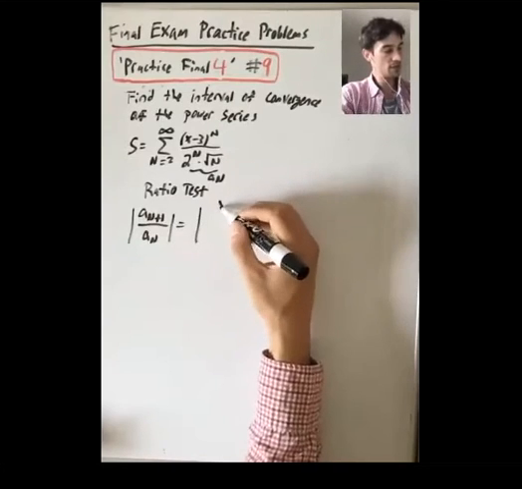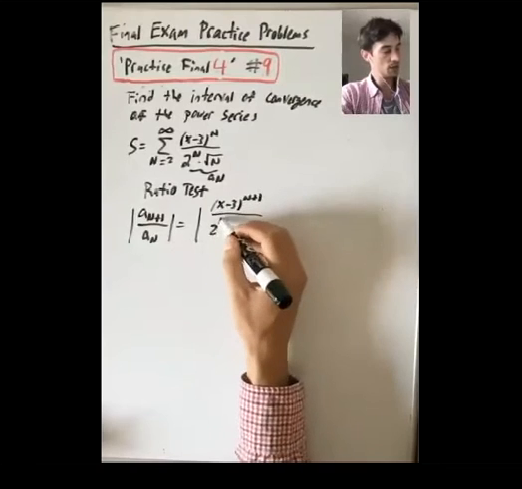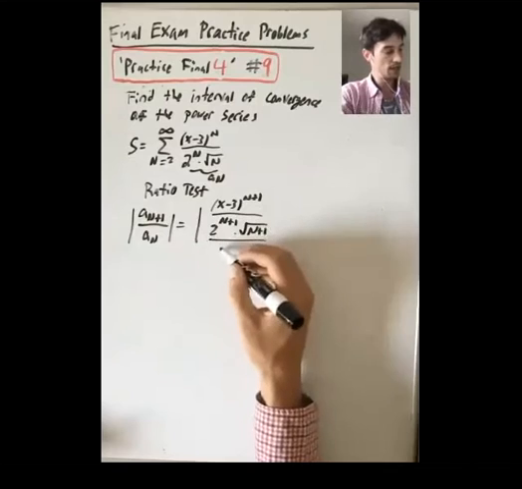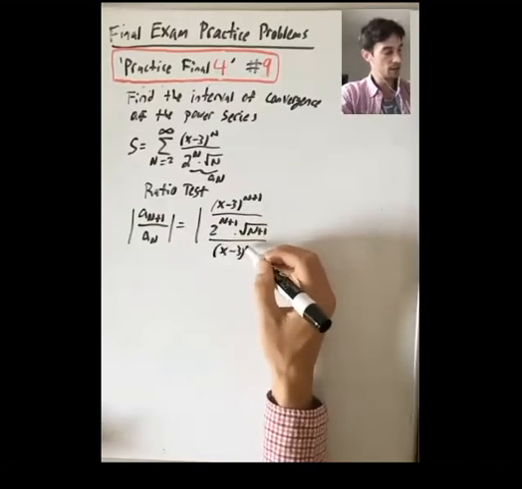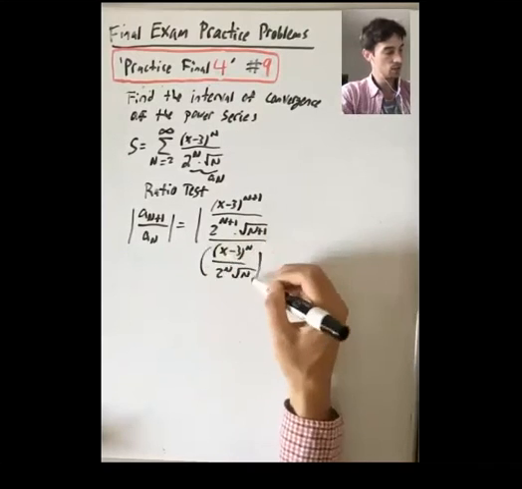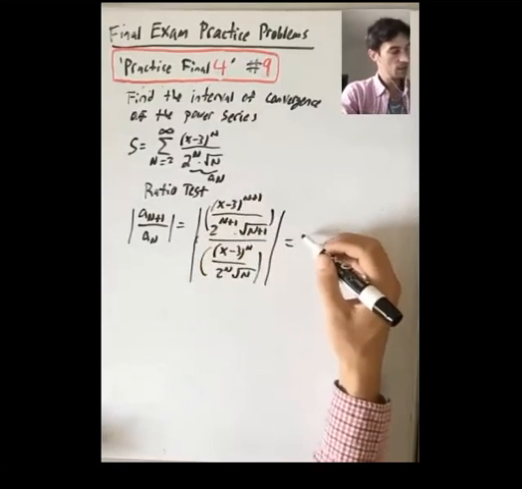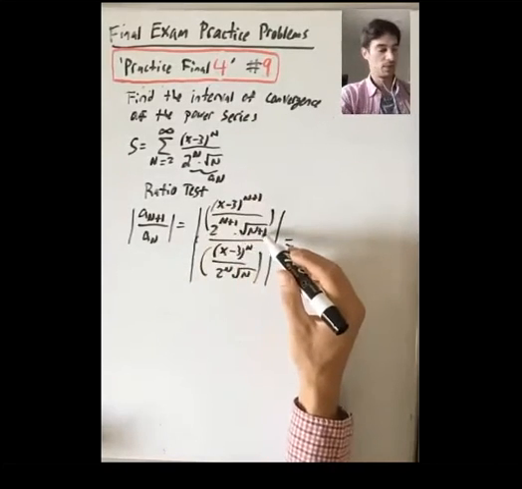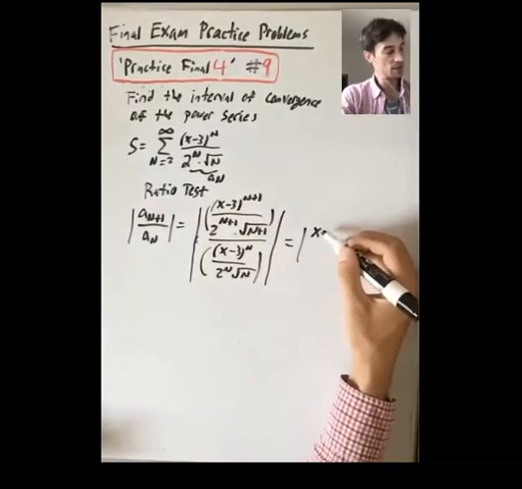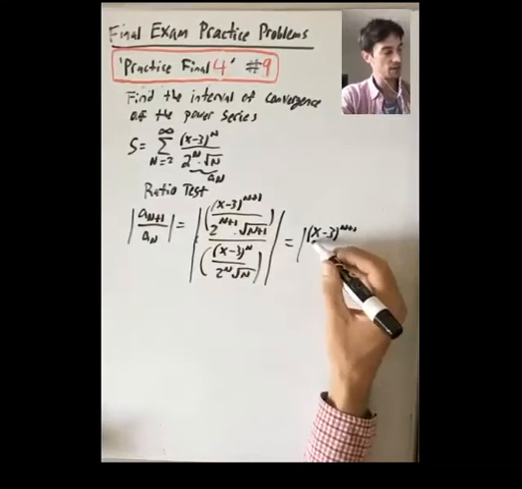We have big absolute values: (x minus 3) to the n plus 1 over 2 to the n plus 1 times the square root of n plus 1, divided by (x minus 3) to the n over 2 to the n times the square root of n. The 2 to the n plus 1, square root of n plus 1, 2 to the n, and square root of n are all positive. So the only role that the absolute values play has to do with the x minus 3 powers, which may be positive and may be negative.